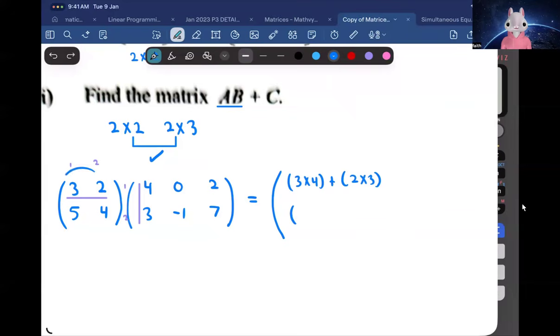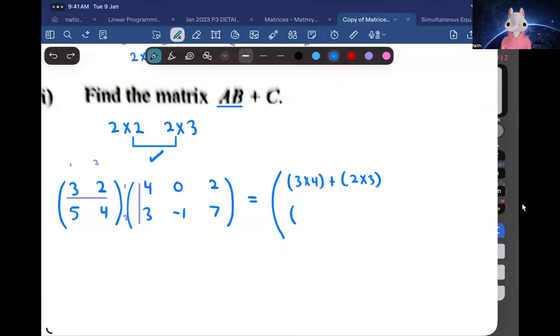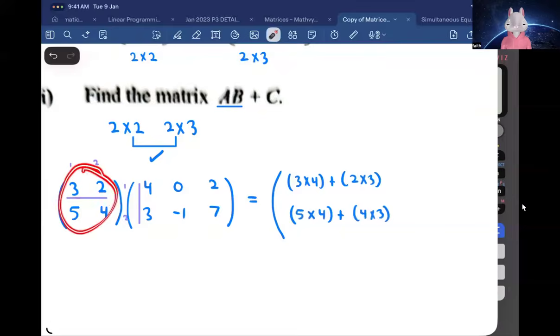Then we would say 5 by 0. So you see, we multiplied these elements here by this column. So now we need to move on to the other row. The other row needs to multiply by the column as well. Right? So 5 by 4, and 4 by 3. Yes. So can we both agree that we just multiplied all these elements by this column?